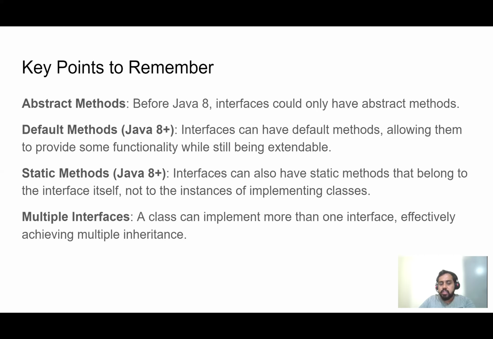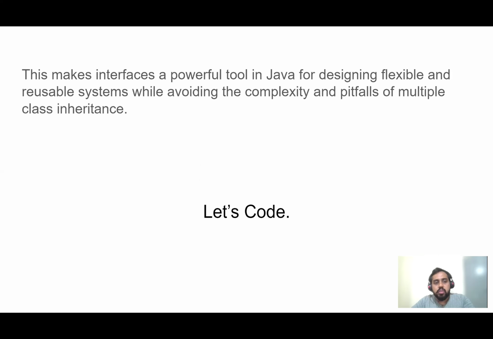In a similar way, for default and static methods, the child has to clearly define from which parent we need to pick the logic. Okay. And multiple interfaces. A class can implement more than one interface, achieving multiple inheritance. Multiple inheritance is only possible through interfaces in Java, not with classes. So finally, this makes interfaces a more powerful tool in Java for designing flexible and reusable systems while avoiding the complexity and pitfalls of multiple class inheritance.